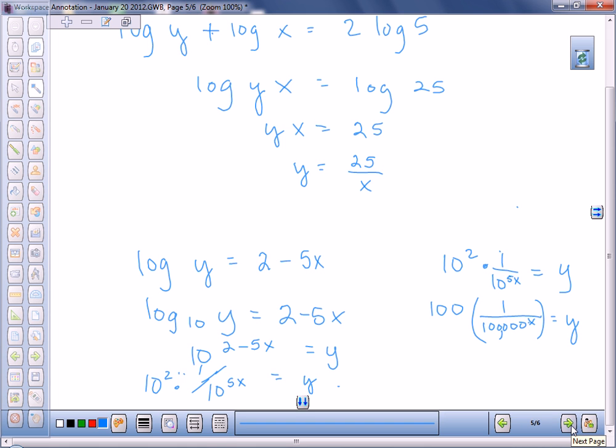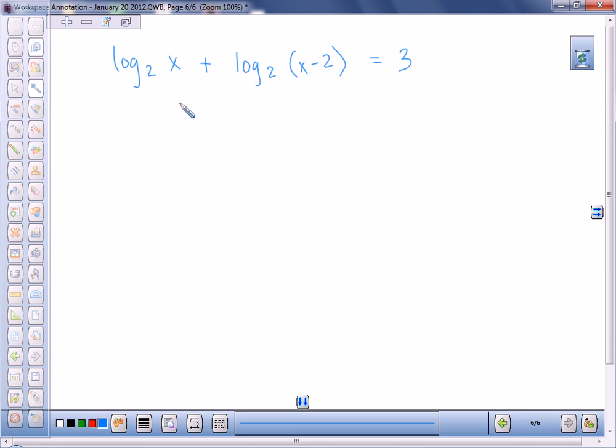My last example for the day is this, and then you get to work. How can we combine the left side? X times x minus 2. Good. X squared minus 2x.